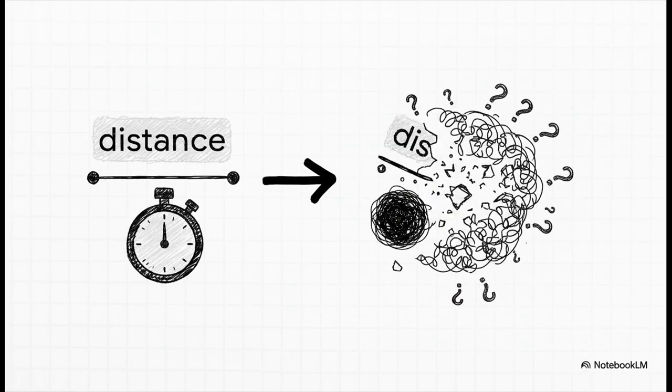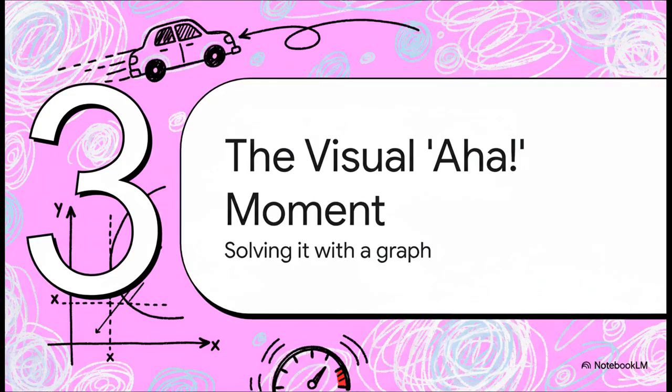So here's the real issue. To find the speed at one precise moment in time, our trusty distance over time formula just breaks. Because what's the time interval? It's 0. And you can't divide by 0. It just doesn't work. We need a totally new way to tackle this right now problem. So how in the world do we solve it? Well, not with another formula. We solve it with a picture.